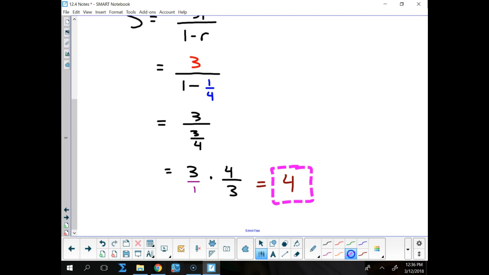Depends on what your R value is. Because if your R value is closer to 1, then your sum will be bigger, because you're not losing as much every term. If your R value is closer to 0, it's not going to be very much more than your first term.